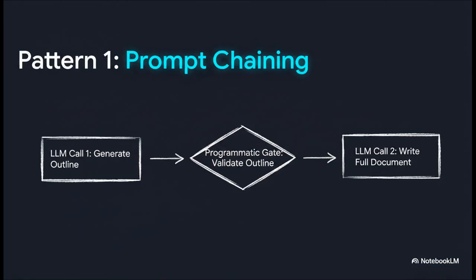You can think of this like an assembly line for AI. It's perfect for tasks that have really clear sequential stages. So one LLM writes an outline, your code checks if it's any good, and then a second LLM writes the full document based on that approved outline. Simple, predictable, and incredibly effective.